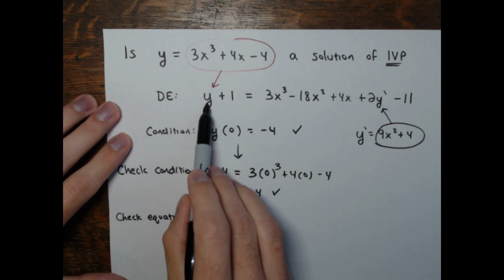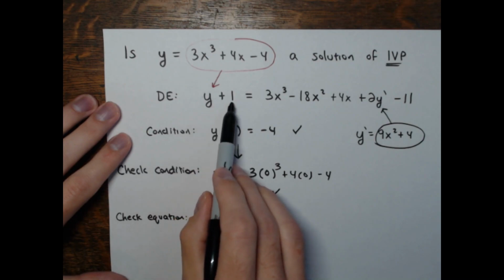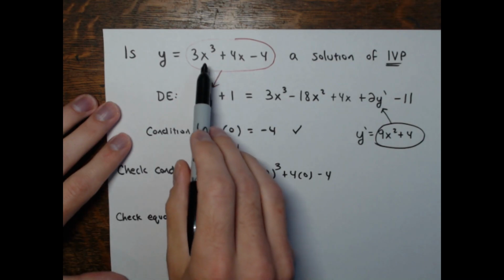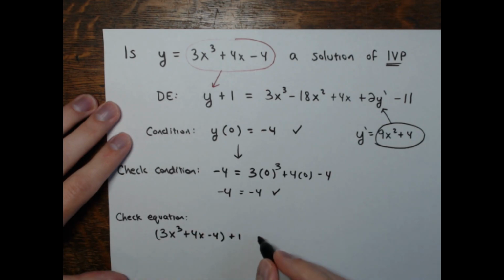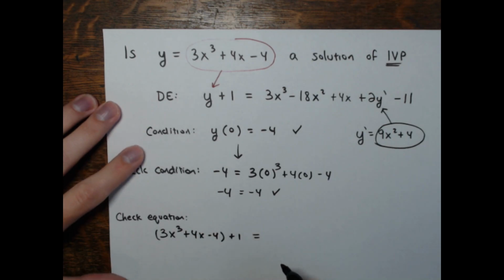Right, so on the left we've got y plus 1. So that'll be 3x cubed plus 4x minus 4. All right, 3x cubed plus 4x minus 4, right? There's y, and then we're going to add 1 to that. Really, I don't need parentheses around this because it's not being raised to any powers or multiplied by anything, but we'll simplify that in a second.